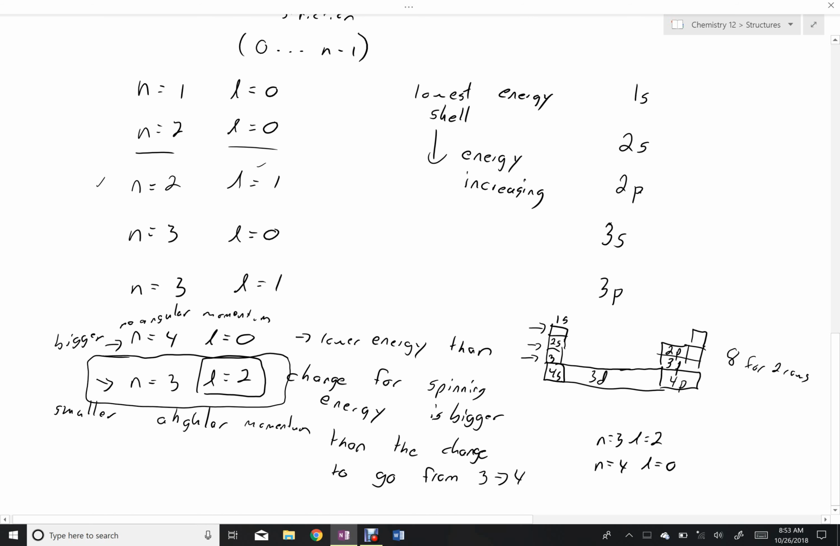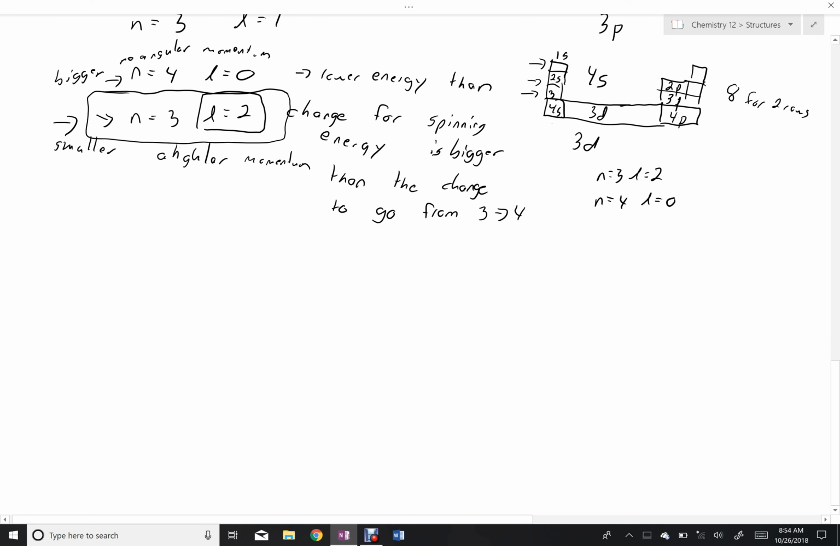So we can see this in our periodic table. We can see that this 3d shell actually comes after the 4s, and this is why. While it's a smaller shell, it actually ends up being a higher energy because it doesn't just have energy from the size of the shell, but also it takes into account the spinning of the shells themselves to create a secondary energy associated with the angular momentum.